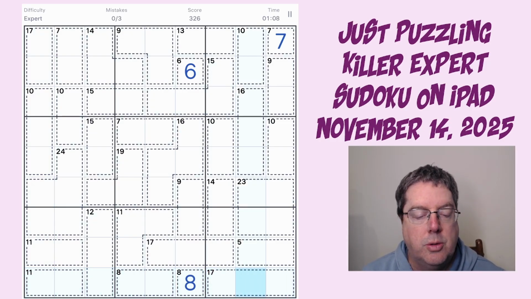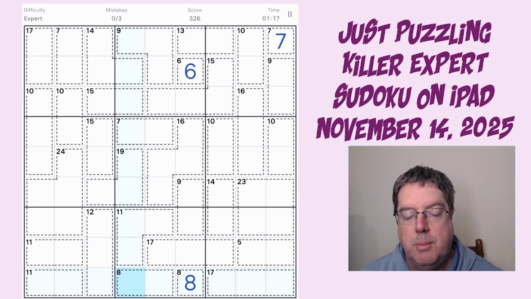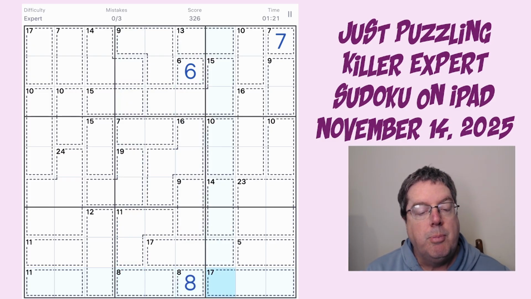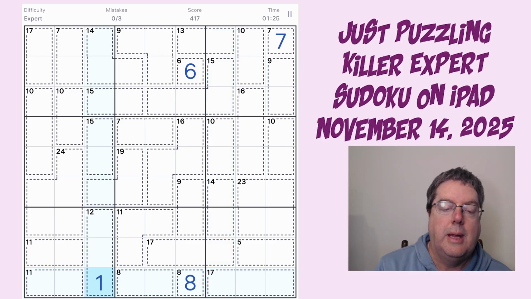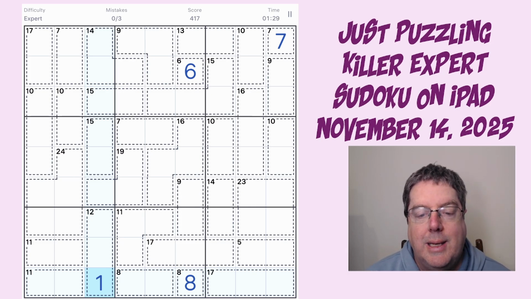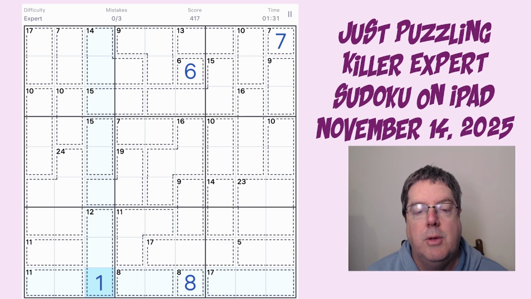So you can see along this row here, there's a full cage, a full cage, a full cage, and a full cage, and then there's this partial cage. So if I have 11 plus 8 is 19, plus 8 is 27, plus 17 is 44, that will mean to get to 45, I need the number 1. So that's why that rule of 45, why that 1 through 9 added together is important to me, even though it's not a rule of the game.